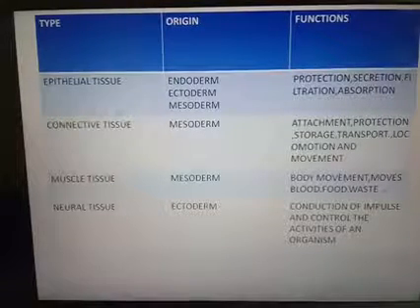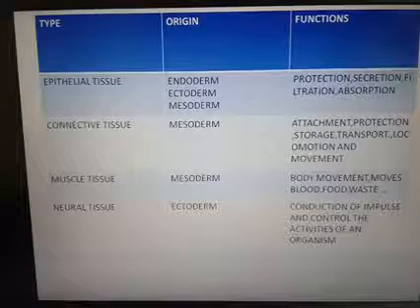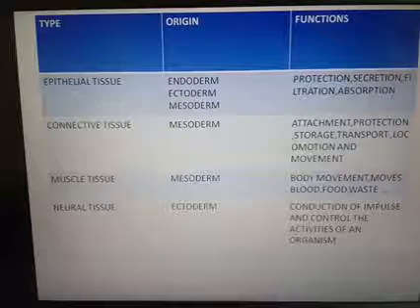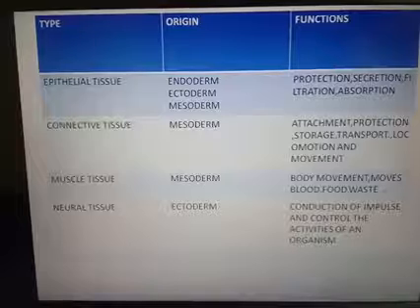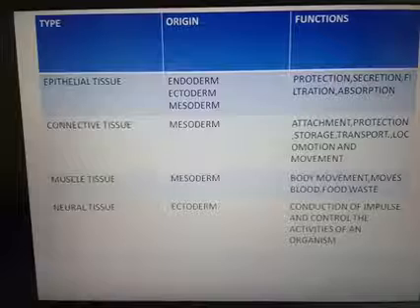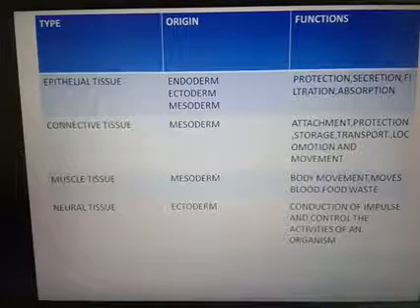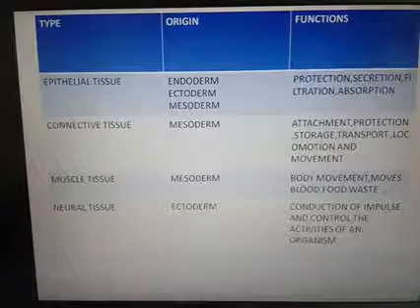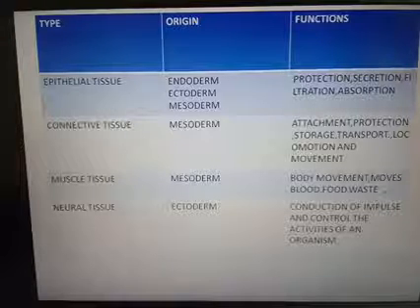The next tissue is connective tissue. Connective tissue originates from the mesoderm. Its functions are attachment, protection, storage, transport, locomotion and movement. Then the next tissue is muscle tissue. Muscle tissue originates from the mesoderm. It helps in body movement, and moves blood, food, waste and so on.